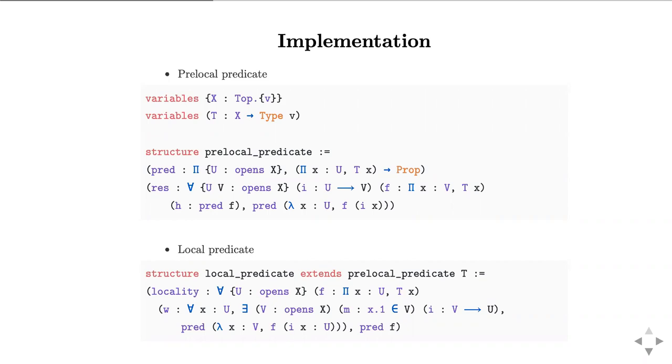And this is called pre-local because it is not local yet. A local predicate is just a pre-local predicate, in which case you can glue things nicely together.